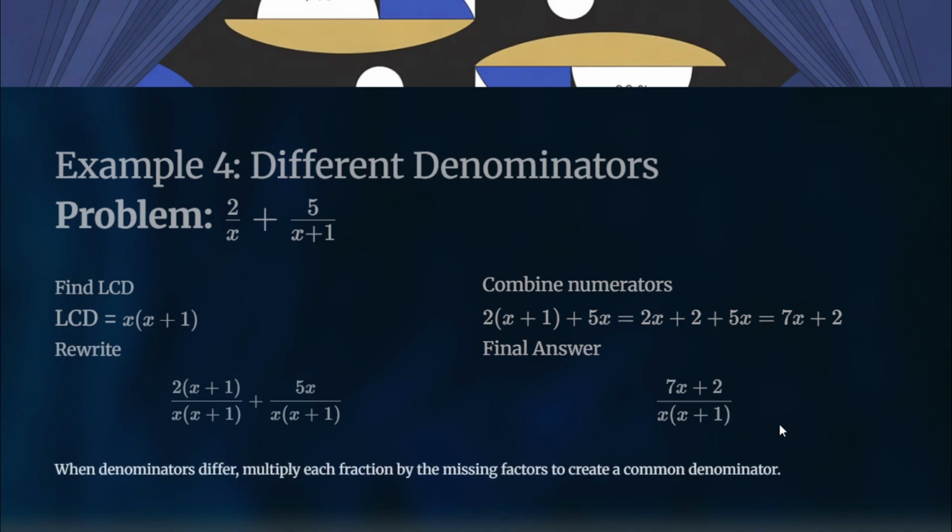So once again, when denominators differ, multiply each term by the missing factors in order to create a common denominator.